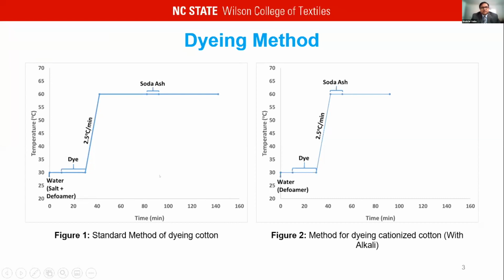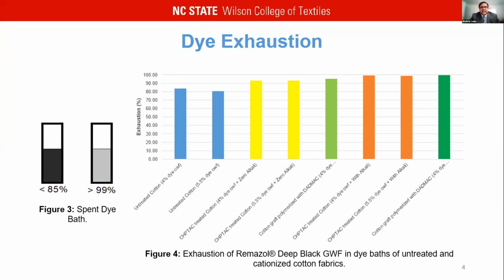The untreated cotton and Chaptec treated cotton were dyed to 4.4% and 5.5% on weight of fabric with Rimazole Deep Black GWF dye, while the graft polymerized cotton with DADMAC was dyed to only 4% dye on weight of fabric with and without alkali.